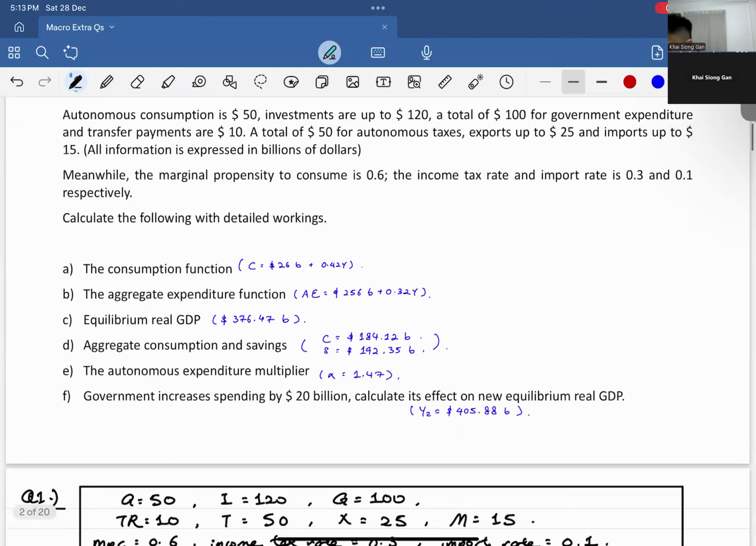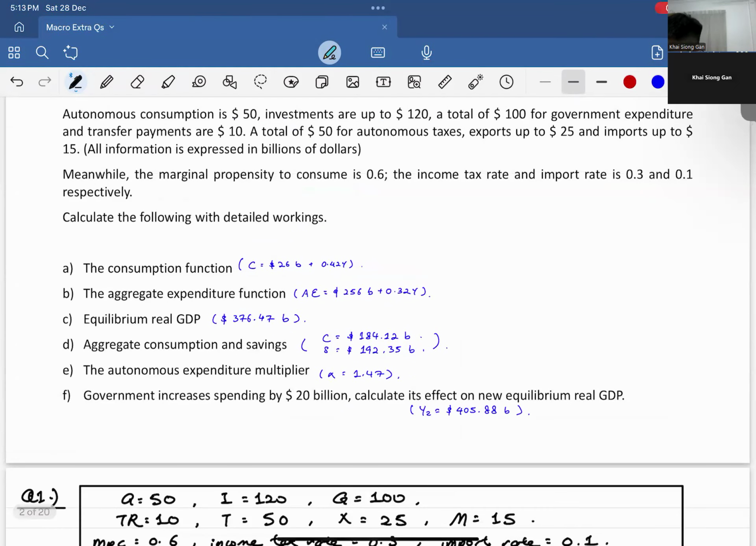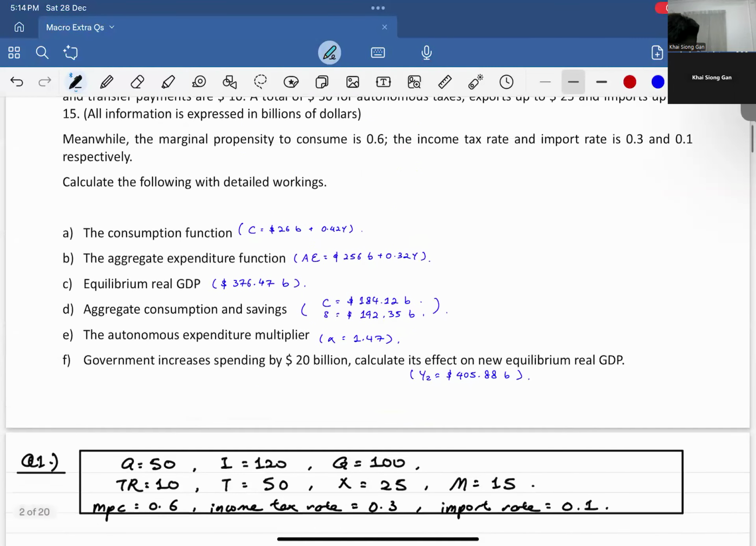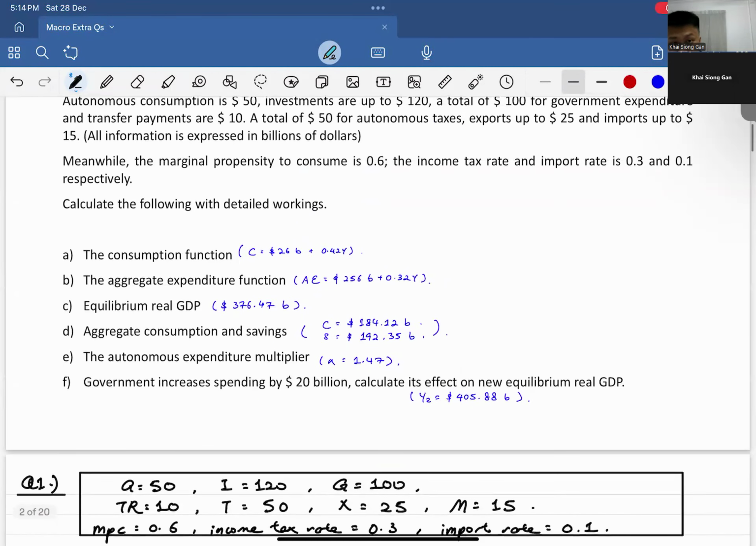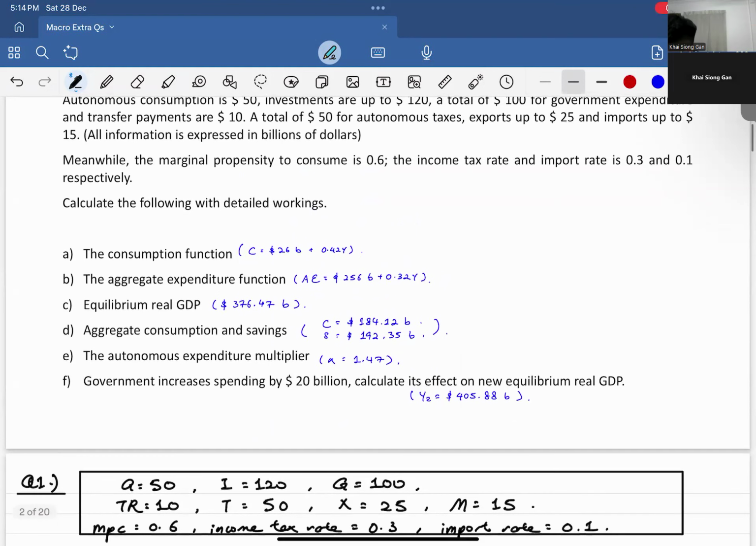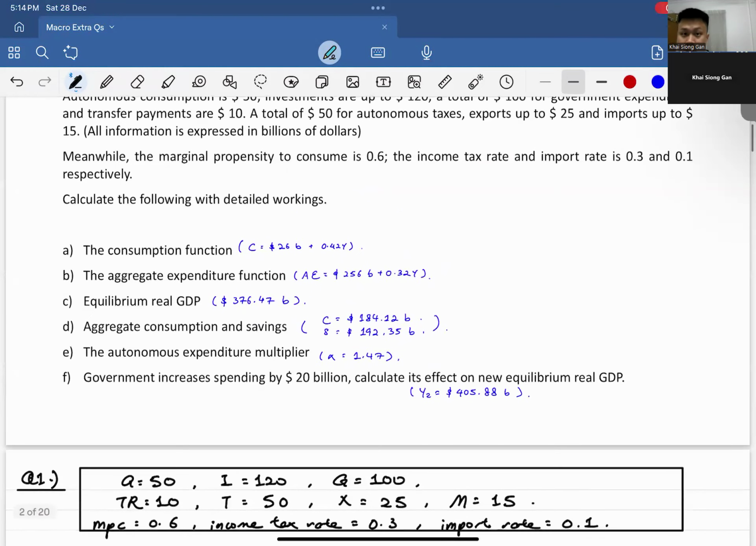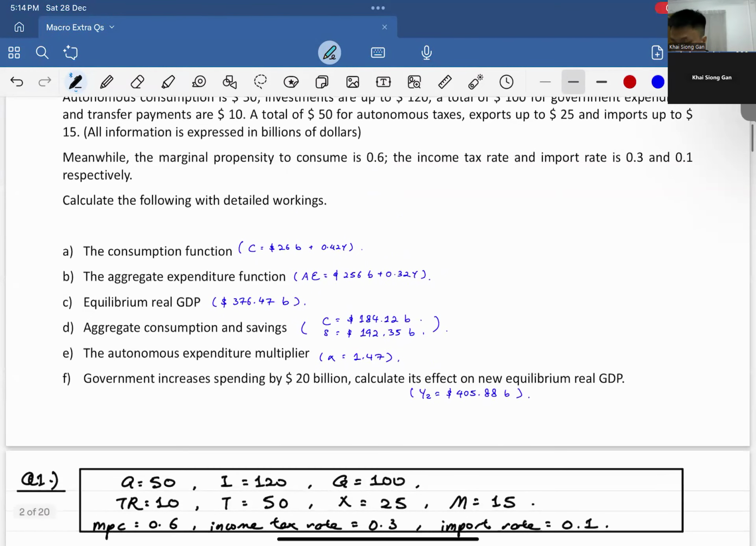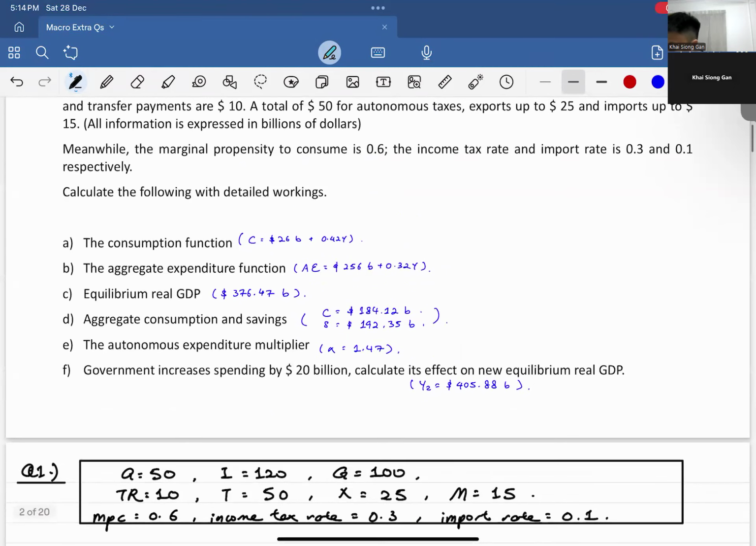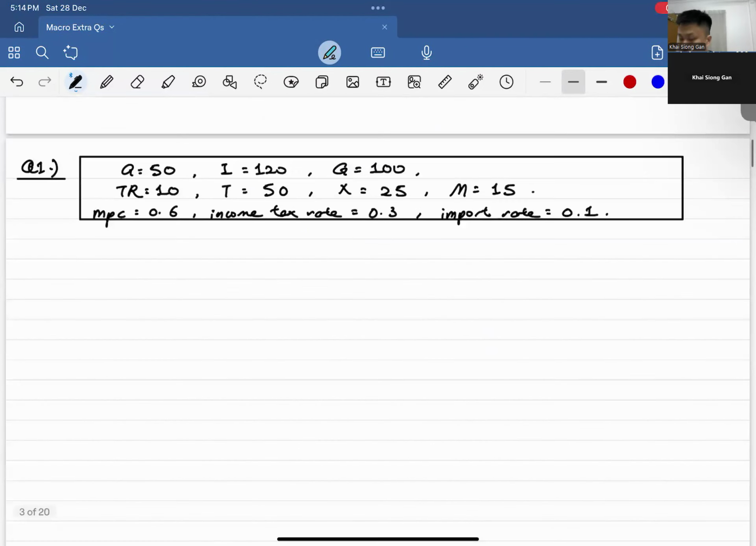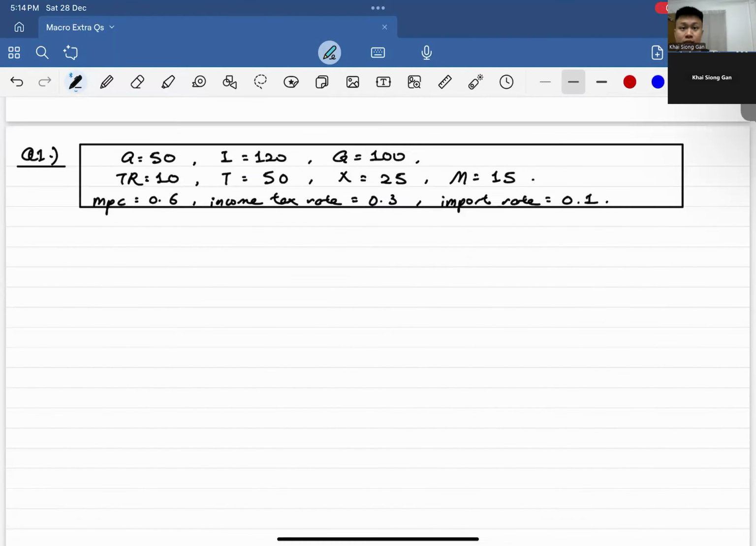First of all, autonomous consumption 50, investment 120, government spending 100, transfer payment 10, autonomous tax is 50, exports is 25 and imports is 15, all expressed in billions of dollars. And then MPC 0.6, income tax rate 0.3, and import rate 0.1. So you transfer all the details over here into your answer booklet first, and remember not to make any mistake. Okay, so that's the first step.